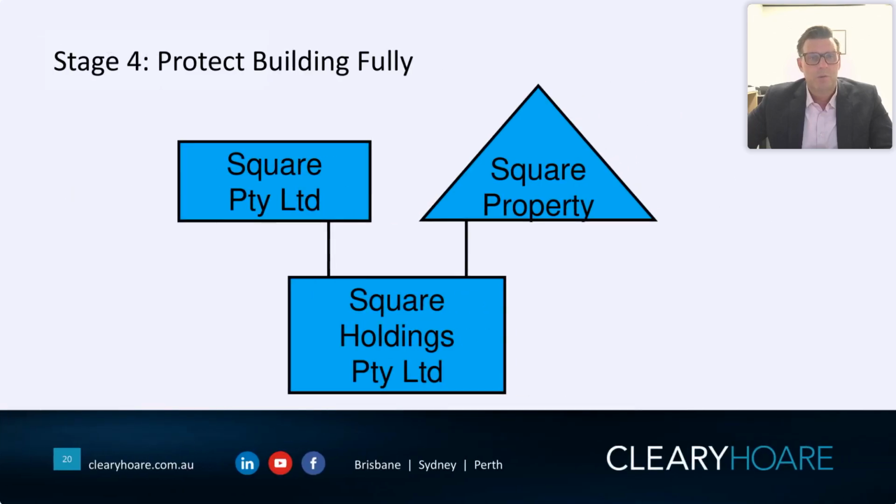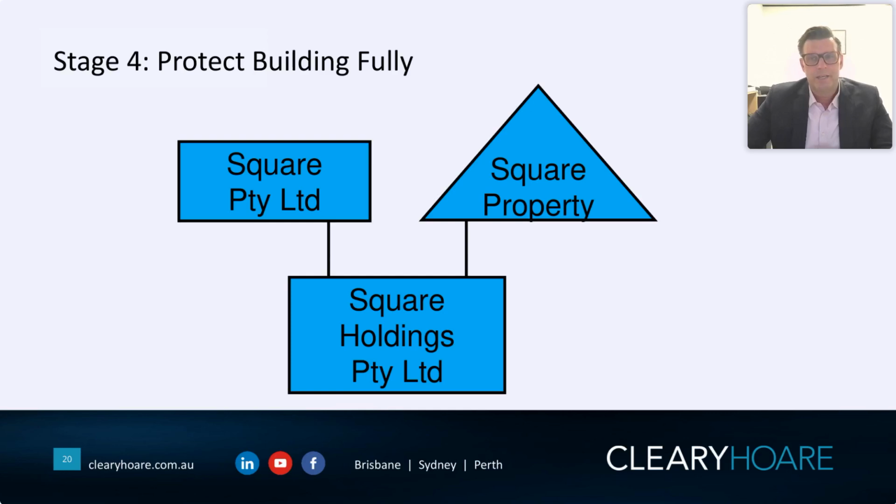Now, our next step is we want to protect the building as fully as we can. And so with that, we may want to consider moving it out of Square into another subsidiary of Square Holdings that we could establish. So in this case, if you haven't been to many of our presentations before, a triangle for us means a trust. We're going to move it to a trust called the Square Property Trust, but that could also be a company. It doesn't have to be a trust.